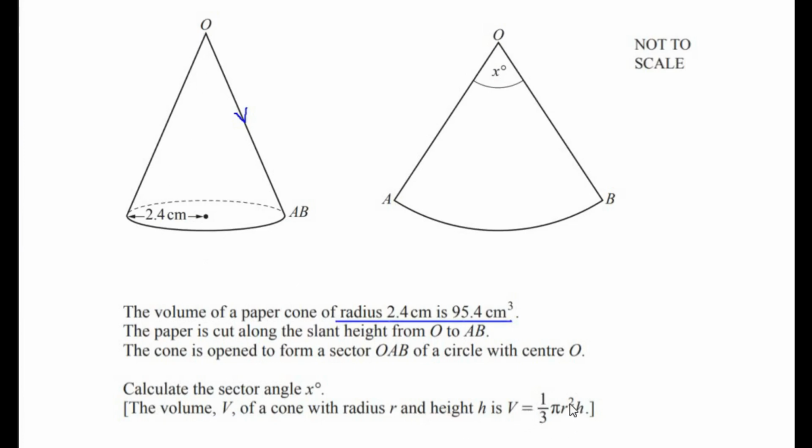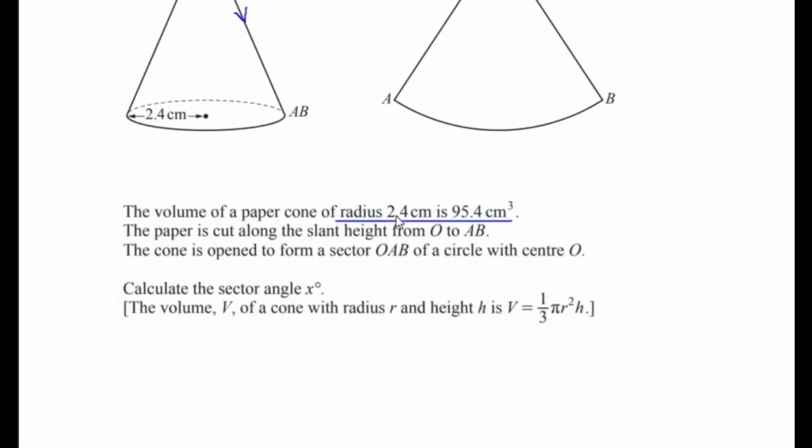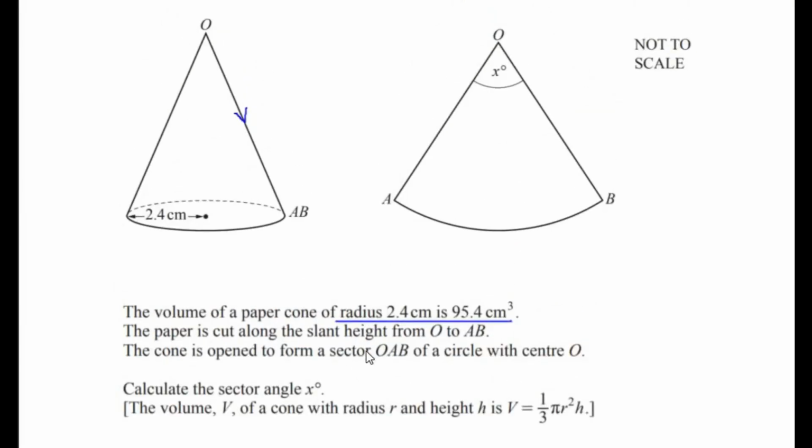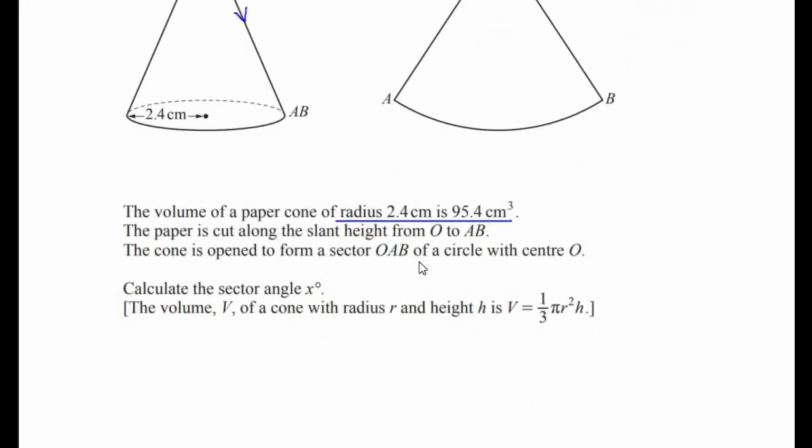1/3 pi r square h, where r represents the radius and h is the height of the cone. Now from this given data we can see that the volume of the cone is given, the radius of the cone is given, but the height is missing from the given data. So we will start by finding the height of the given cone by using the given formula.